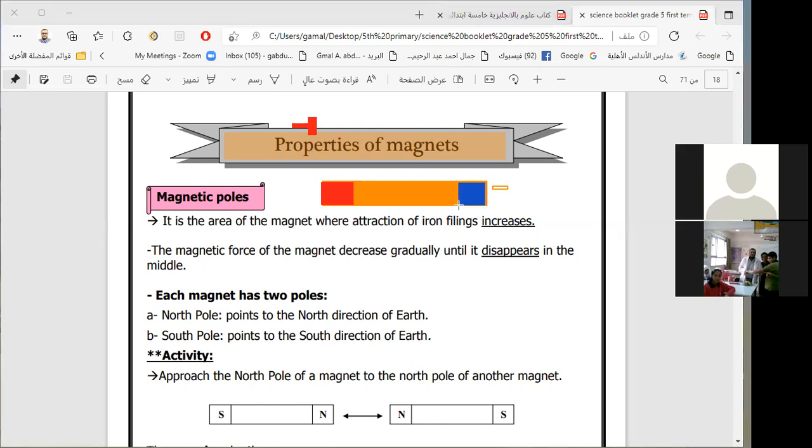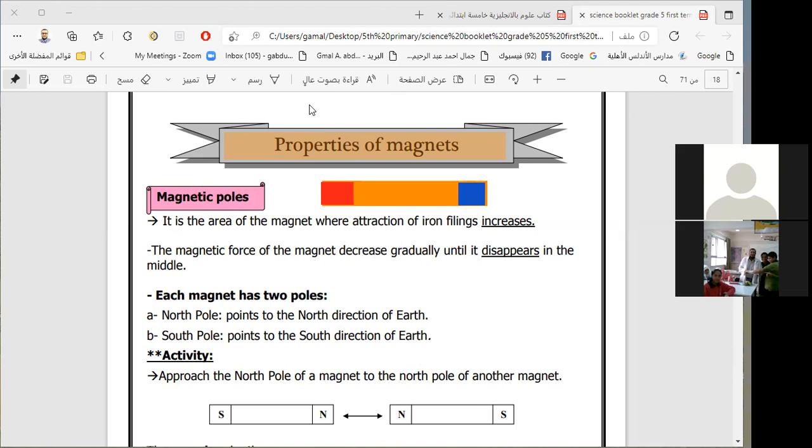So we have two poles. One is called north and one is called south. At the two poles, the attraction force of the magnet is more powerful, very strong, but it disappears in the middle.